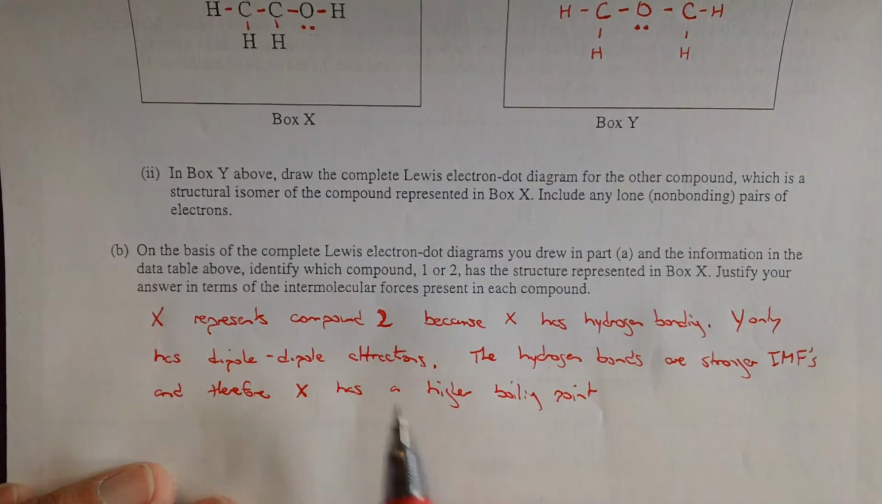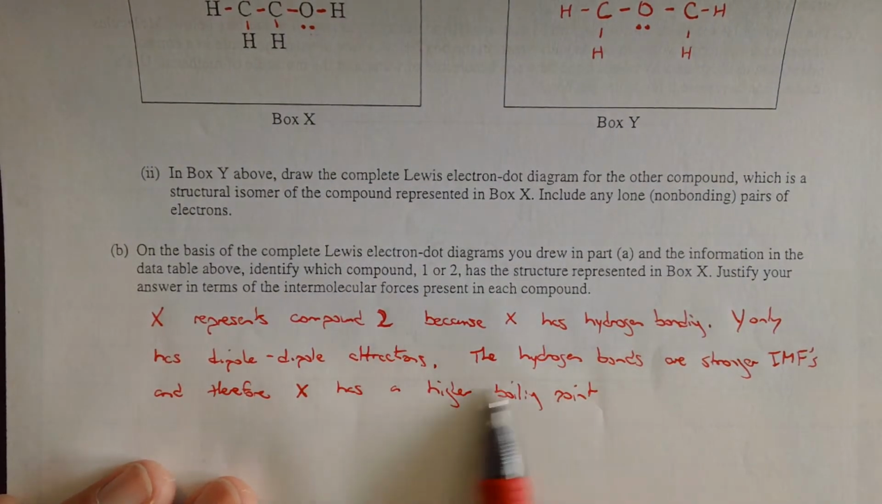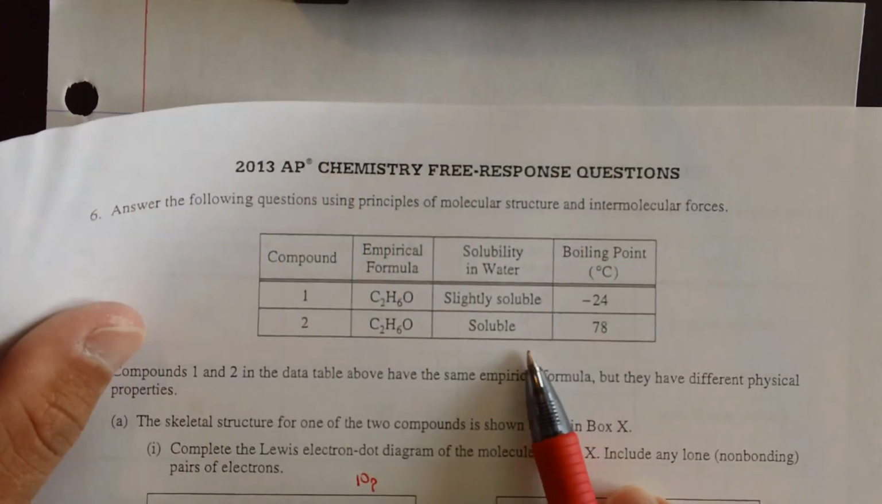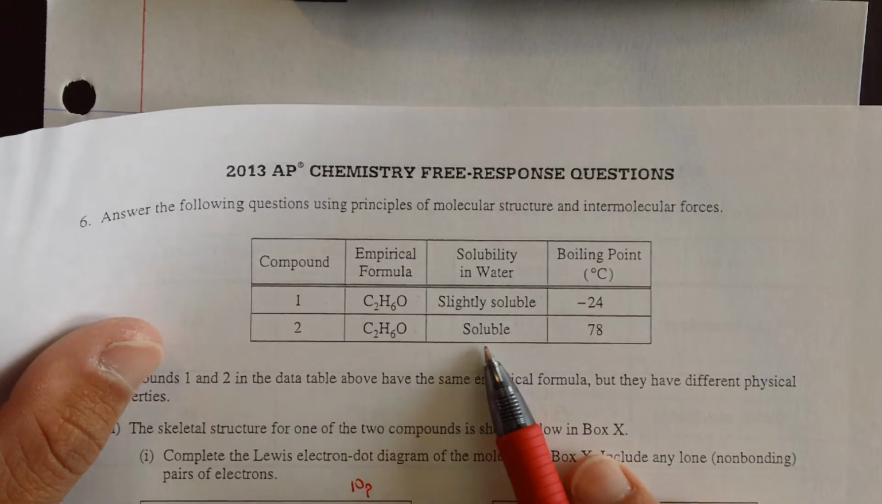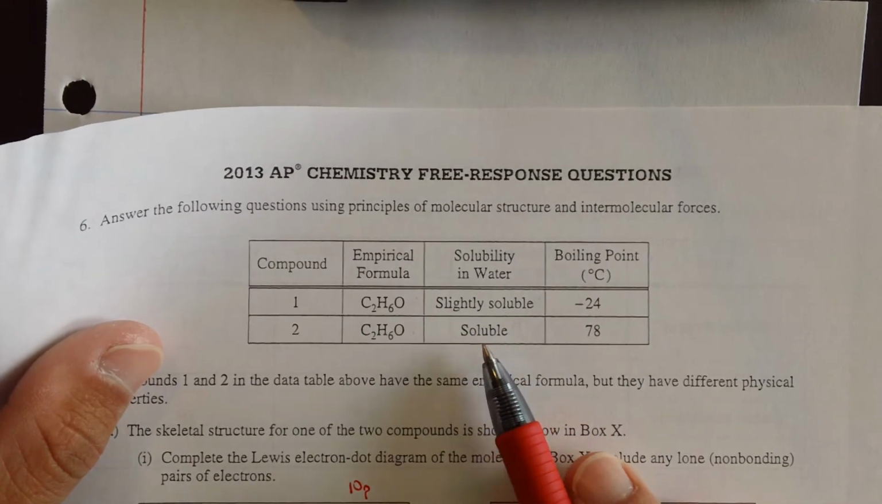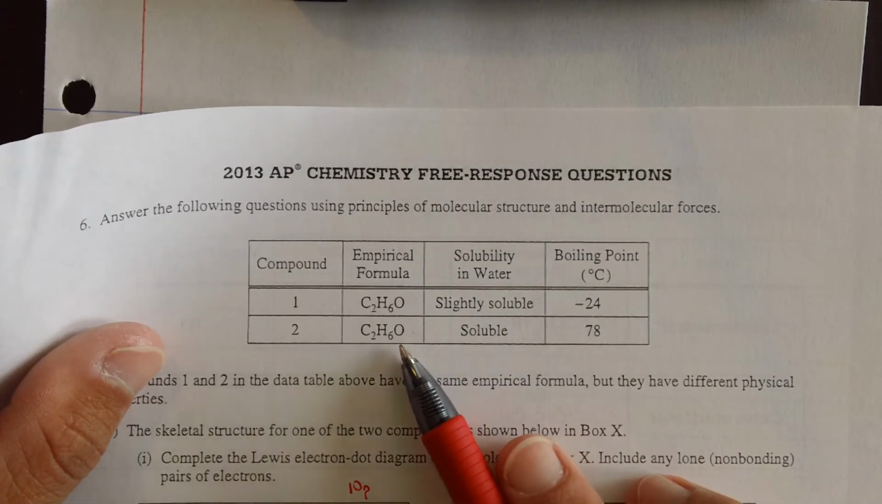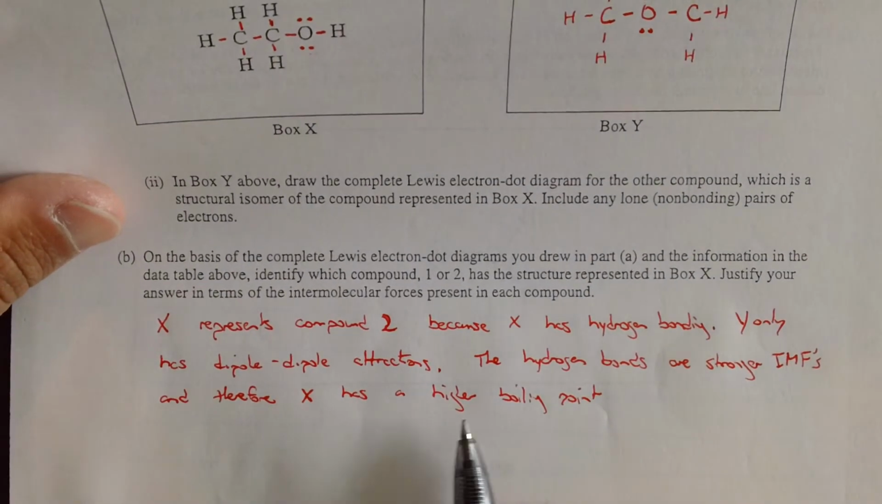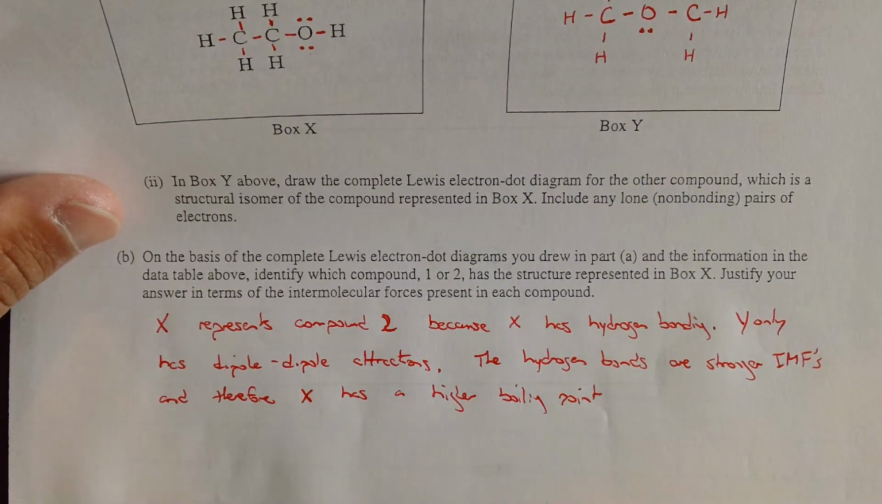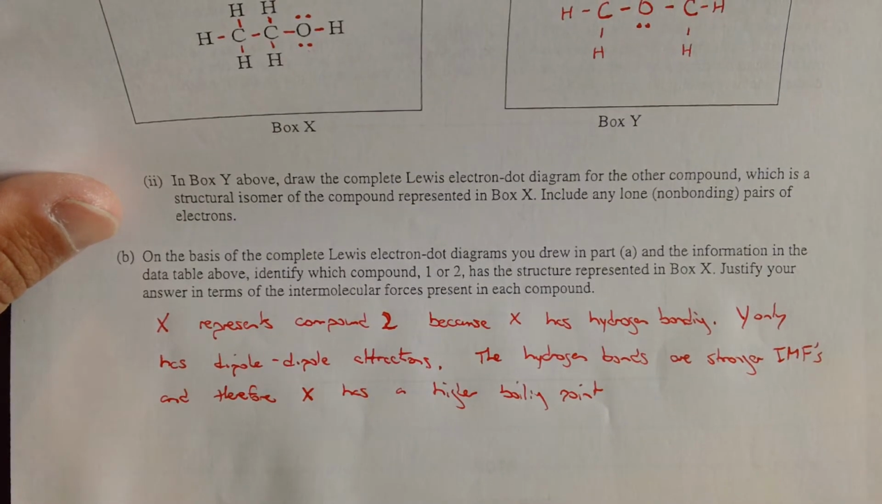Good, that's it. You can justify it through the boiling point up here, or either or, you could justify it through the solubility. You could say the hydrogen bonds in compound number 2 cause it to be more polar, and because it's more polar, it's more soluble in the polar water. That would be fine too. So you can justify it through boiling point or through solubility. Those would both be valid.